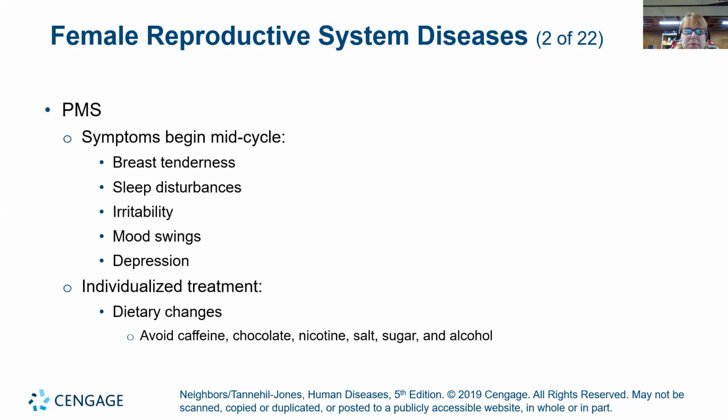They tend to begin mid-cycle, as I stated before, and we have found that a lot of them can be, I wouldn't say completely eliminated, but they can be lessened by avoiding caffeine, chocolate, nicotine, salt, sugar, and alcohol. However, some people have modified their diets exclusively and they still have them, so it's not something that can go away completely.